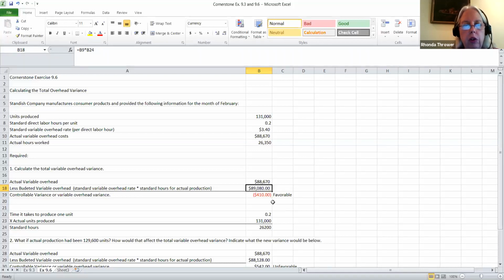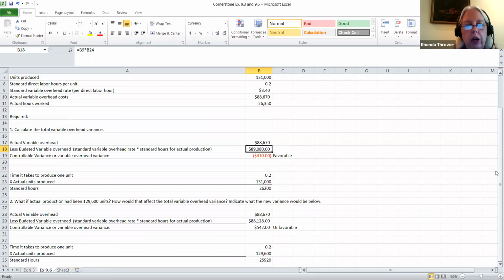So when you're calculating the controllable variance or the total overhead variance, it's simply taking your actual variable factory overhead and comparing it to your budgeted variable factory overhead. It's important that you know how to get standard hours. They gave you the standard rate, multiply the two of those together to get the budgeted amount. Compare the budgeted amount to the actual amount, and it will tell you that this variance is favorable.